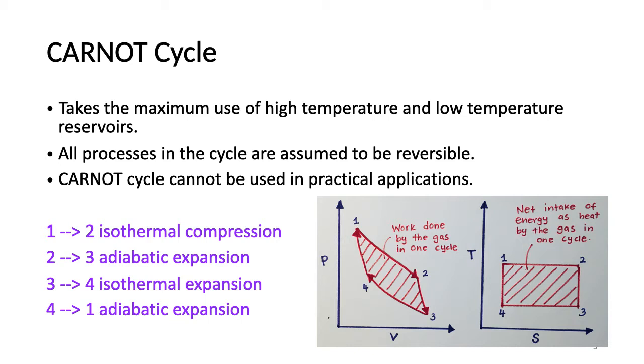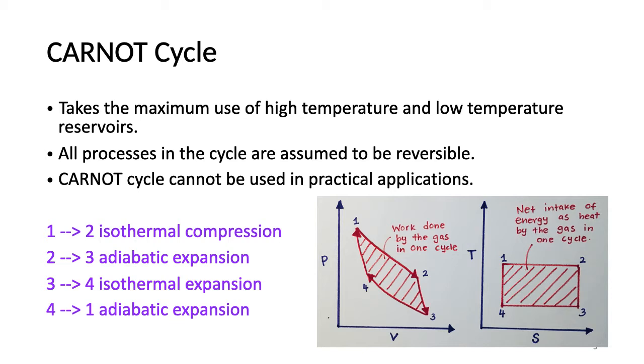The figure illustrates the PV diagram and TS diagram of a Carnot cycle. The area inside the PV cycle represents the work done by the gas in one cycle, and the area inside the TS diagram represents the net intake of energy as heat by the gas in one cycle.